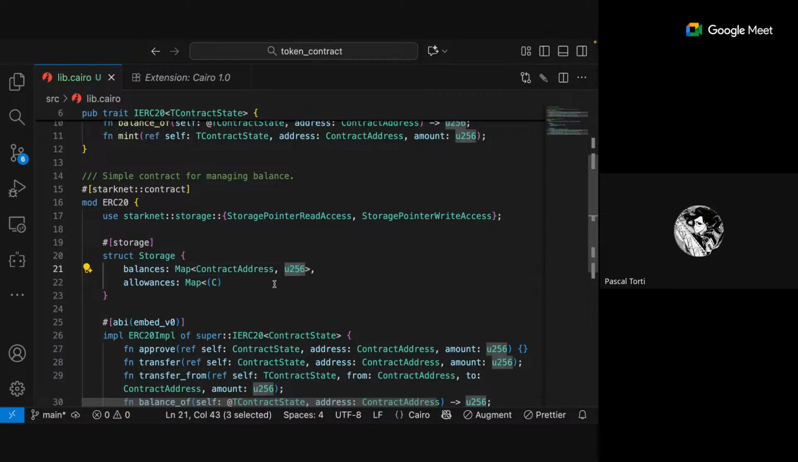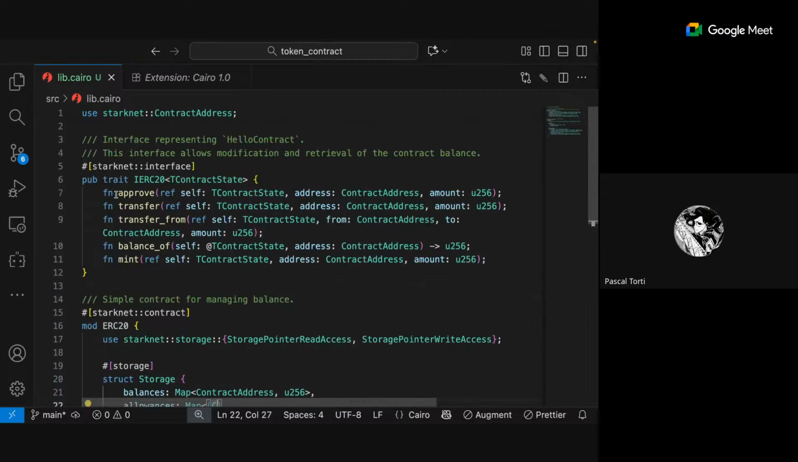And to make everything more optimized in allowances, we can make the key distinct by the person that approves. Normally, this approve gives permission from the caller of this function to the address here. We can call this address the target address. So somebody calls this function and says, approve this person: I approve this person to spend this amount on my behalf.